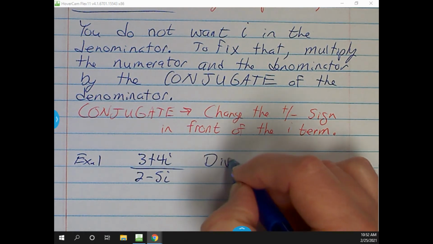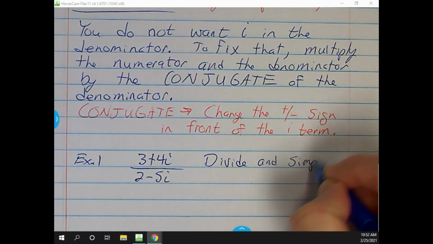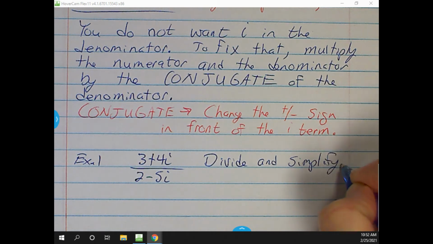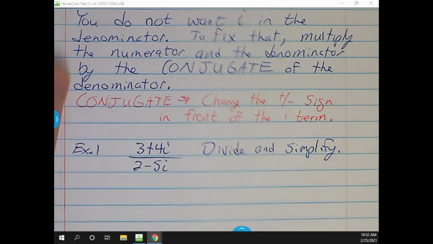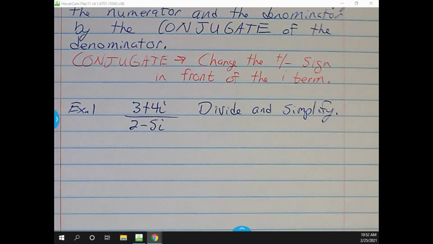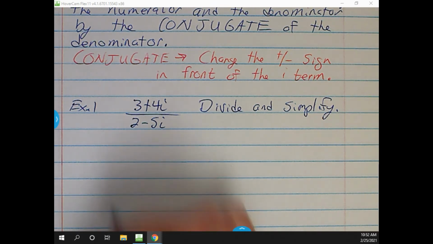Okay, and for the directions, they will tell you to divide and simplify. Which again is misleading because you're not actually going to divide on this one. We're actually going to be doing multiplication to work this thing out to get to what it needs to be. So just realize that even though it says division, we're not going to be doing divisions. It's kind of a trick question here.